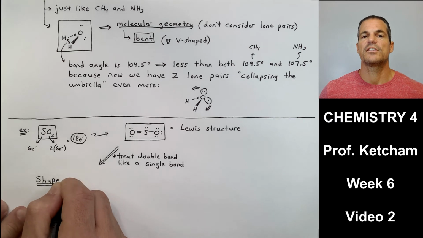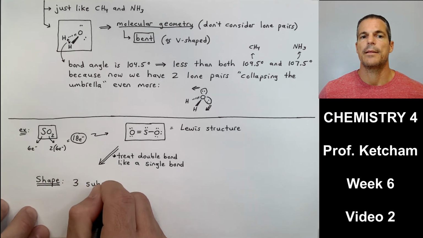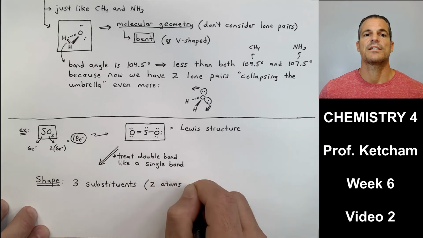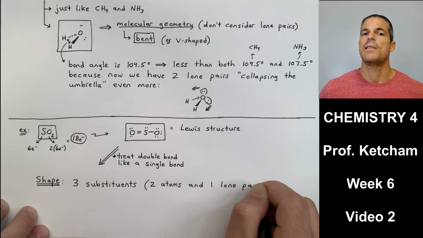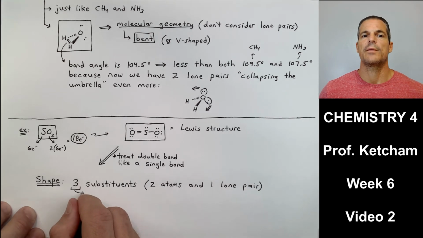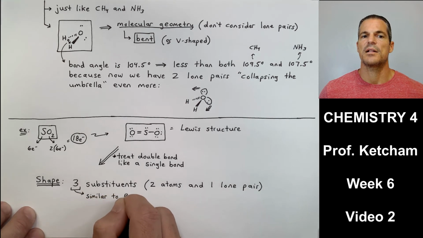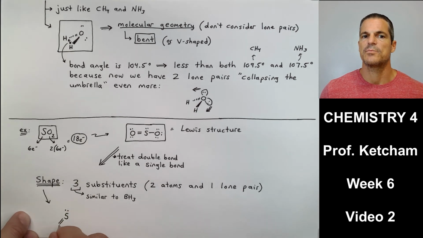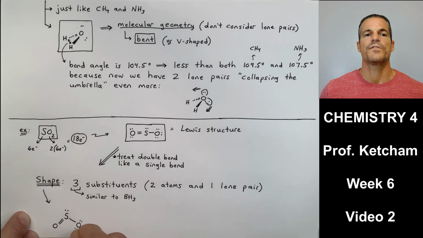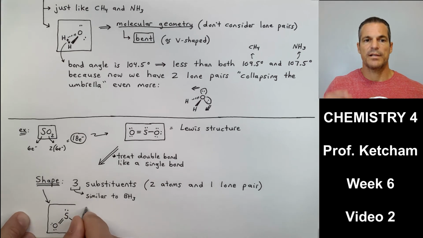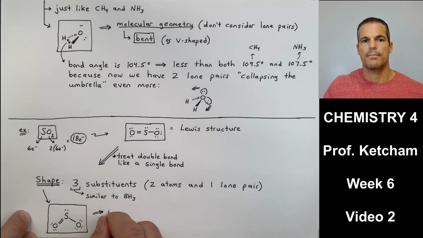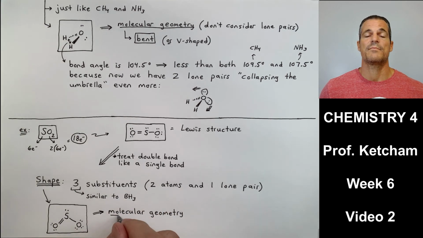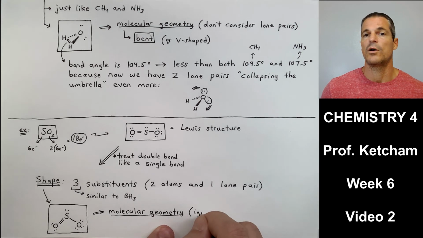So how many things are around sulfur? The central atom sulfur has 3 attachments. It's got 2 atoms, each oxygen, and then that one lone pair on the sulfur. So how do we do 3 things? Well, it's kind of like BH3. We can stay in the plane of the paper for 3 attachments. So I've got my sulfur. I like to do my lone pair first, my double bond to the bottom left, single bond to the bottom right. This is sort of like BH3, except one of my H's is a double bond, is a lone pair.